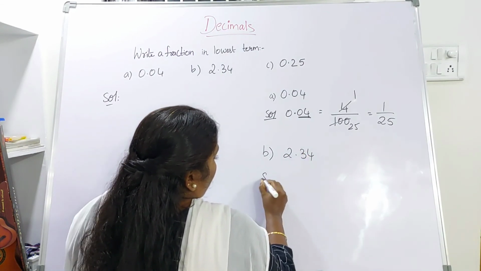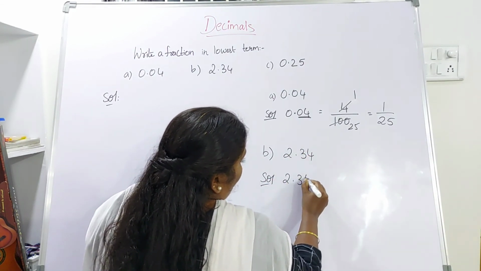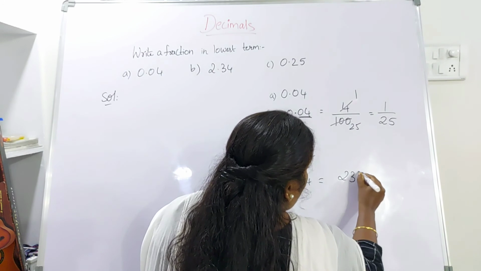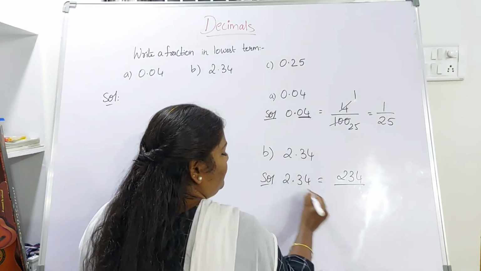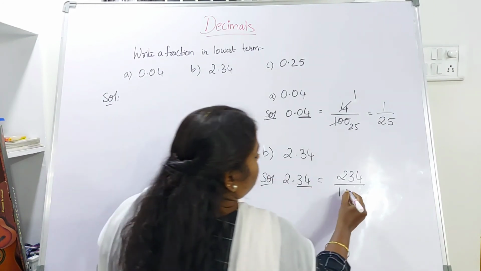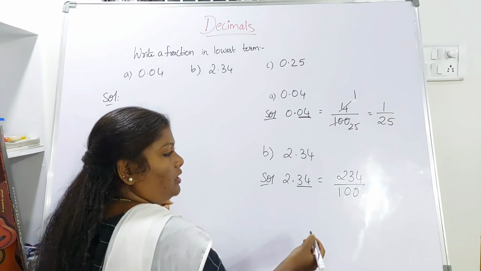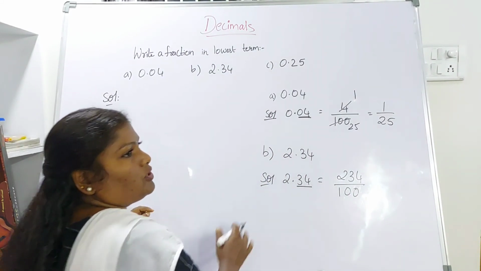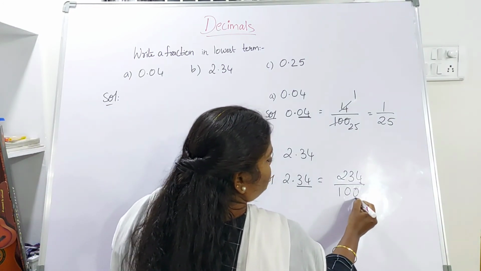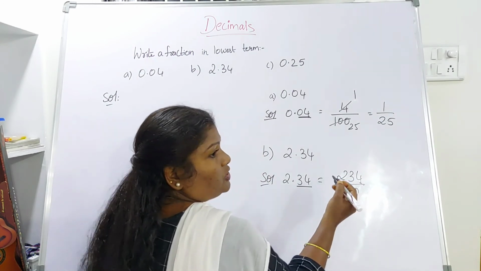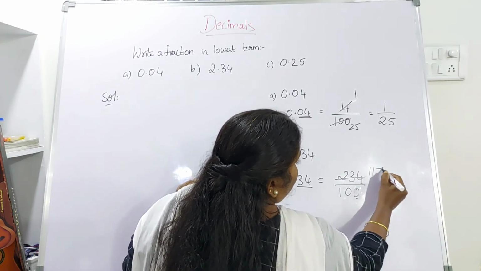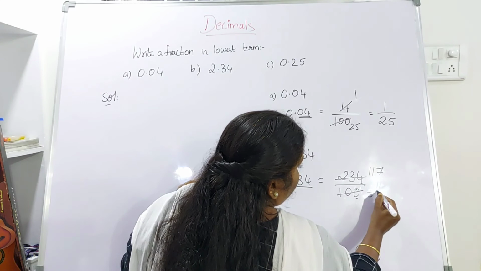So the second one is 2.34. Now take the whole number in the numerator, 234 by. Now because you have a decimal point, keep 1, and after the decimal point you have 2 digits, so add 2 zeros to it. Now what you have to do is check whether there is a possibility of cancellation or converting into lowest term. Because you have a 4 here and 0, this can be divided by 2. So let's take 2. So 2 ones are 2, 2 sevens and 2 50s.